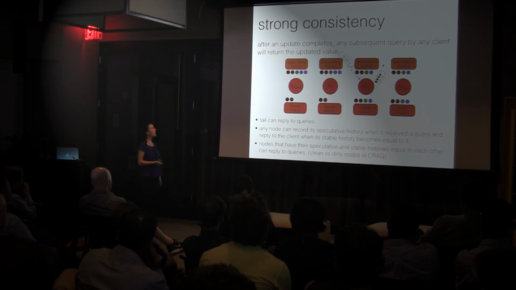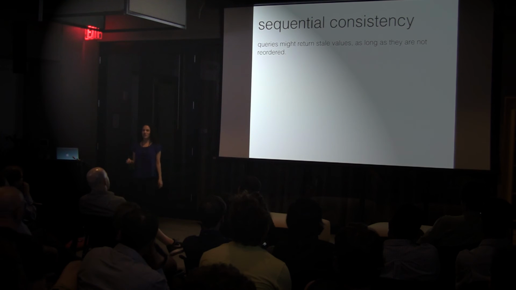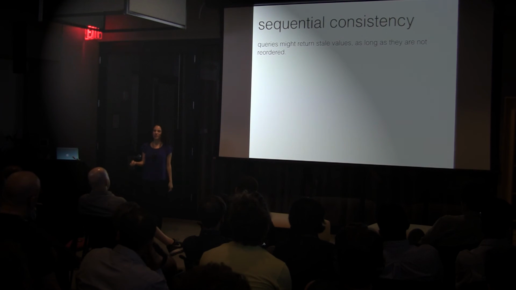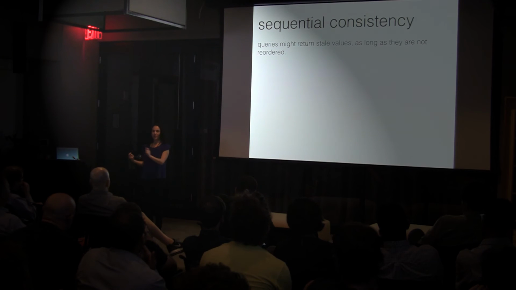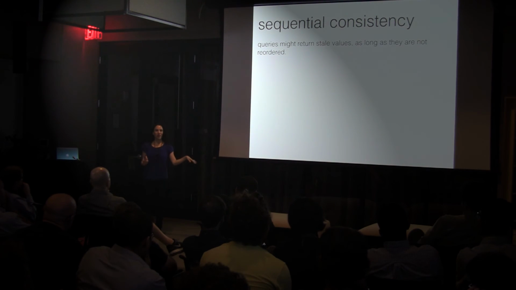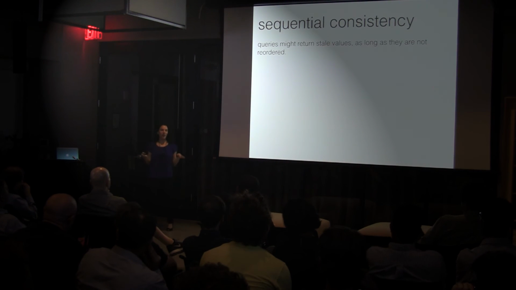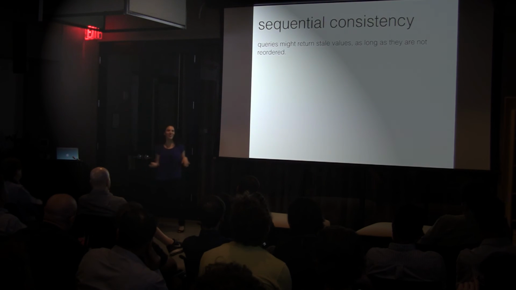Okay. So the main idea behind sequential consistency is that we want to preserve an ordering between updates, but we can return an old history. As long as you do not reorder updates in history, clients are fine with receiving a state that was maybe true 5 minutes ago. 5 minutes is a little bit too big, but you can send old histories.